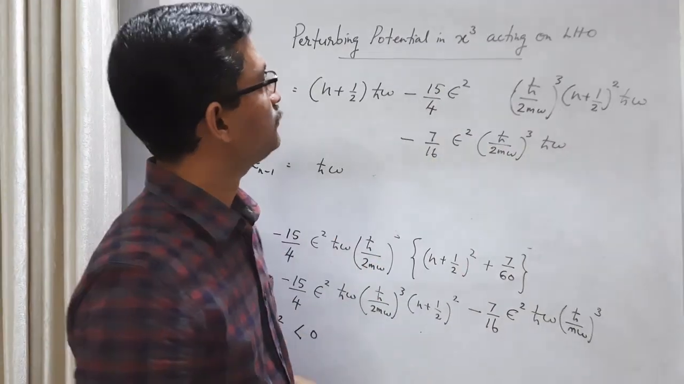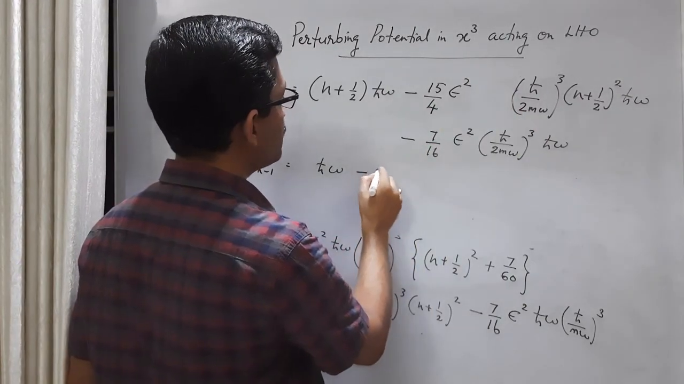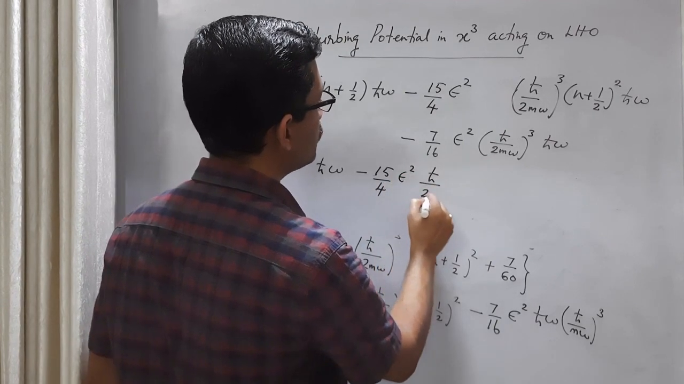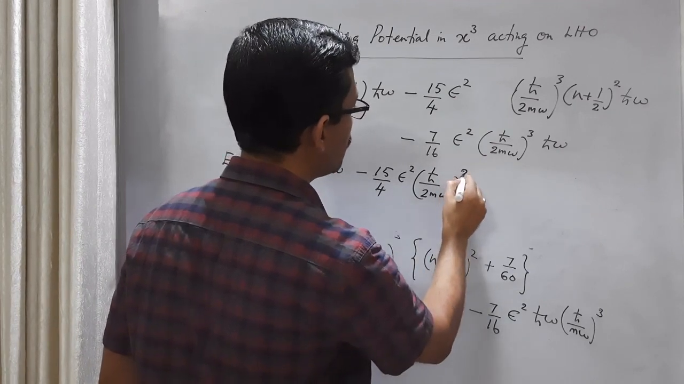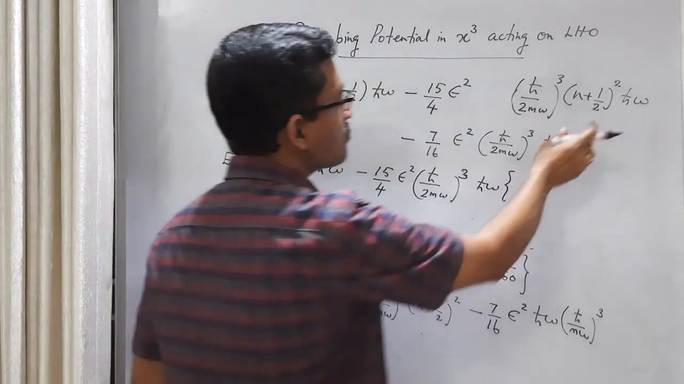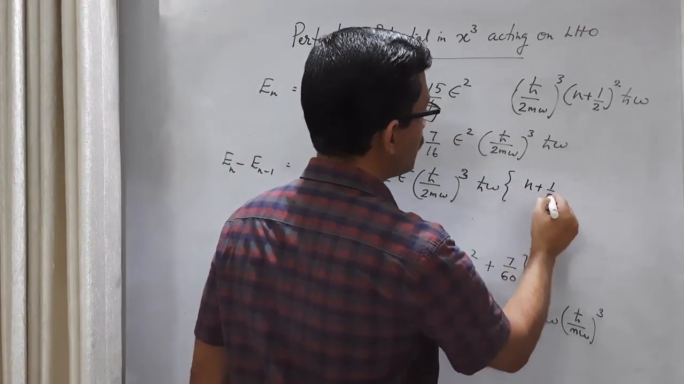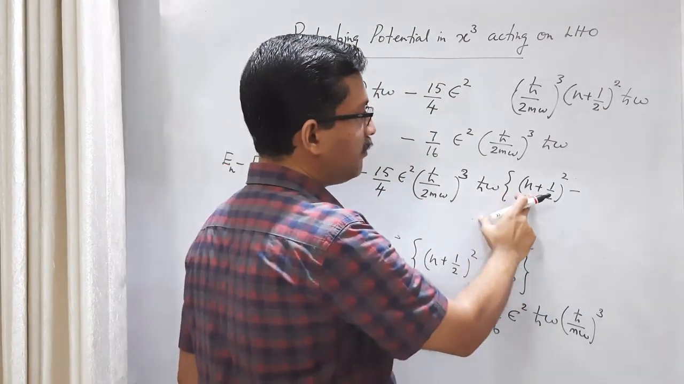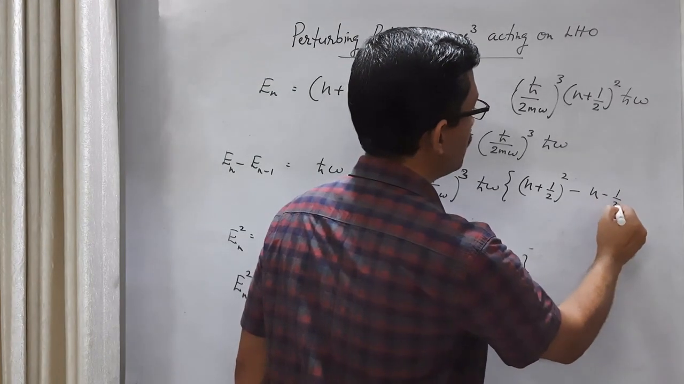What about this part? I will take the constant outside, minus 15 by 4 epsilon square h cross by 2m omega whole cube. Then there is this h cross omega, and what is remaining? n plus half whole square. So we have the nth level with n plus half whole square, minus, for the n minus 1th level, replace n by n minus 1. So n minus 1 plus half is n minus half.